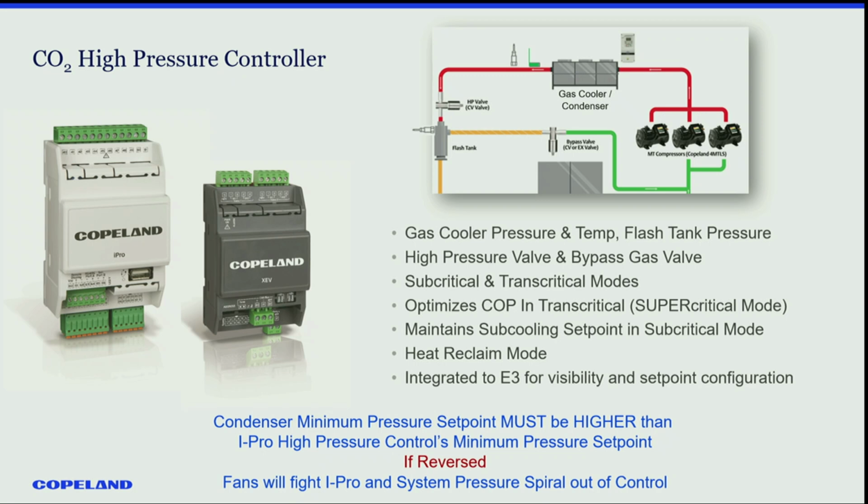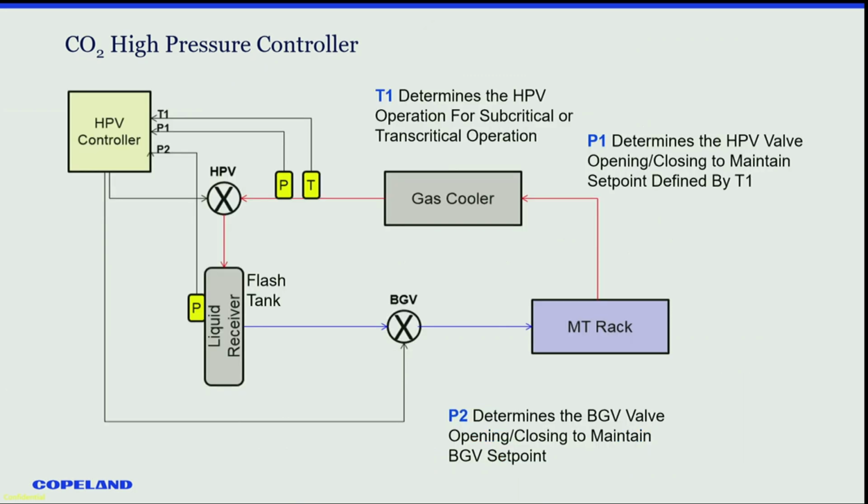And that same note here I put: condenser minimum pressure set point must be higher than the iPro's minimum set point. And if they're reversed, they will fight each other. The fans will fight the iPro. Yeah, it's almost like a fan cycling, fighting the whole back. Right. Yeah, because we want to make sure there's a gap in between, so they're not fighting each other.